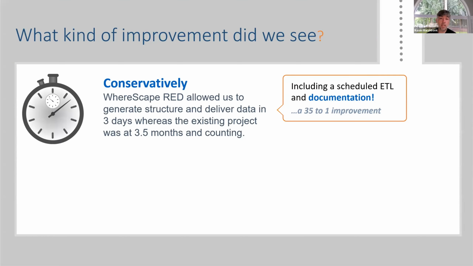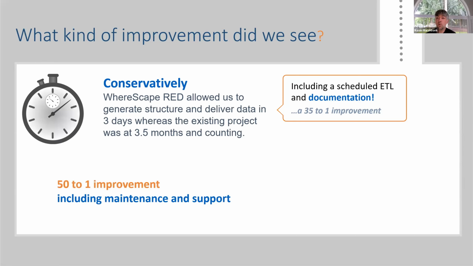Realistically, honestly, these were my numbers. WhereScape doesn't publish these numbers. I saw a 35-to-1 improvement based off of the numbers we were running, and including maintenance and support, the continued refactoring, it really got up to 50-to-1. Now, again, nobody's going to publish that because that seems so aggressive, but that was a real world number that we came up with within our organization.